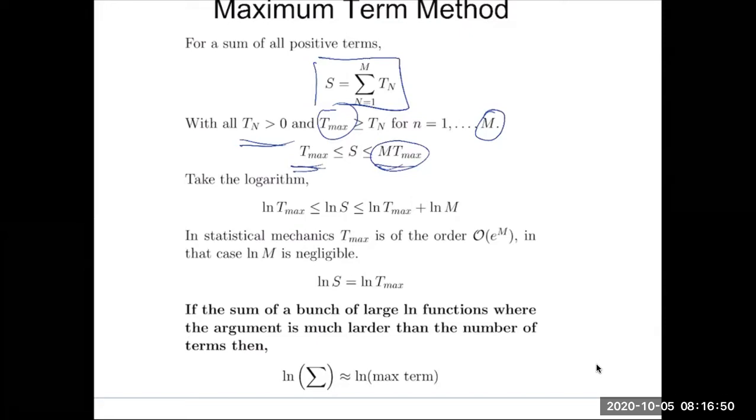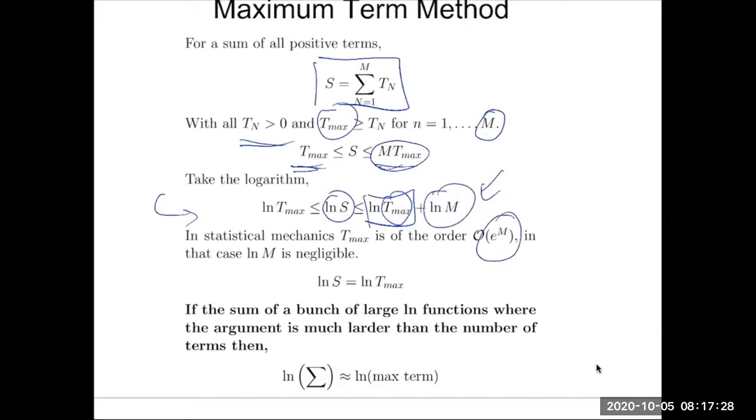If you take the logarithm of that, which I'm doing here, you find that the logarithm of the sum is bracketed by the log of T max and the log of T max plus the log of m. Now in statistical mechanics, we will often deal with a situation where the terms themselves are much, much larger than the number of terms. So you're in a case where this logarithm T max is much larger than the logarithm of m. Often the things we're summing will be of the order of e to the power m.